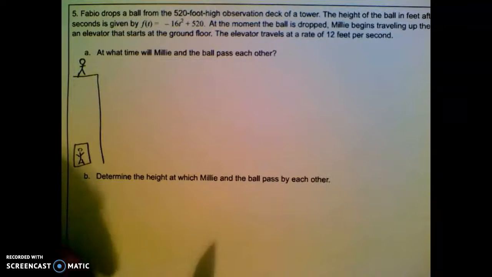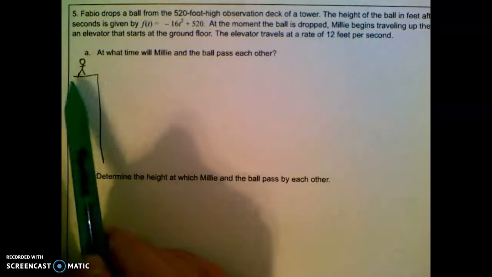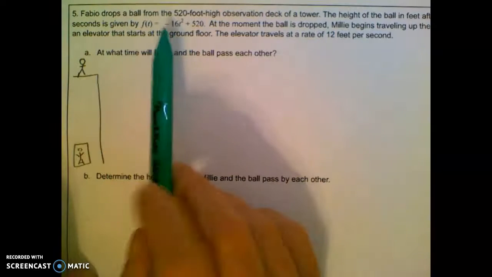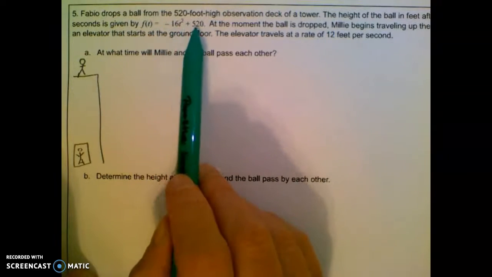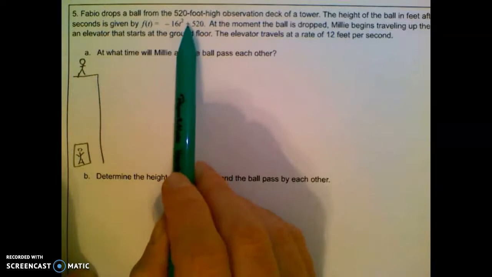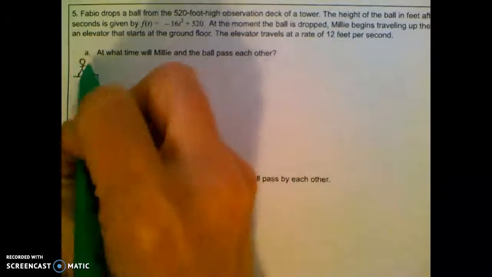Okay, number 5 is a word problem. I'm not going to read the entire thing verbatim, but Fabio drops the ball from a 520-foot observation deck, and it tells you the equation is negative 16t squared plus 520. I did not need to tell you that. You know that he's dropping, so there's no t value. Negative 16t squared is always existent, and then 520 is how high up he is.